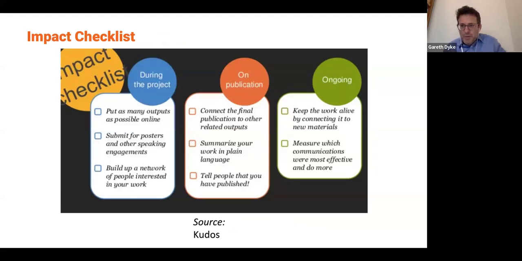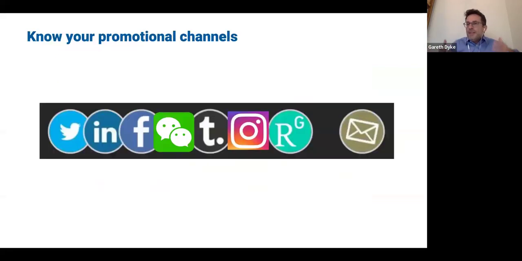So a number of resources like Kudos are out there to help us plan research projects. We think about planning research projects not just in the context of what happens during the project, but also on publication, and then importantly, on an ongoing basis. And this is something that many researchers miss around the world. They don't think about the planning of their research into the future, how their individual publications relate to a wider, bigger research program. And to do this, of course, you have to promote yourself all the time.